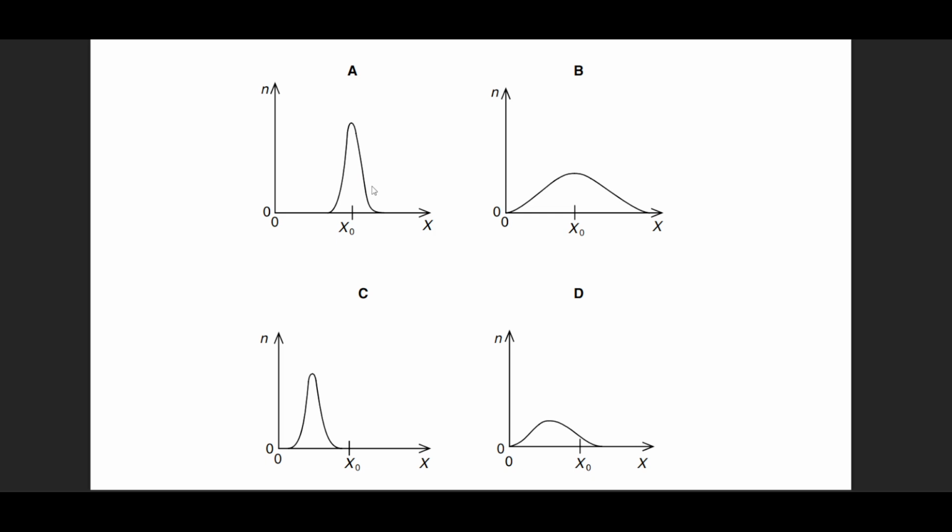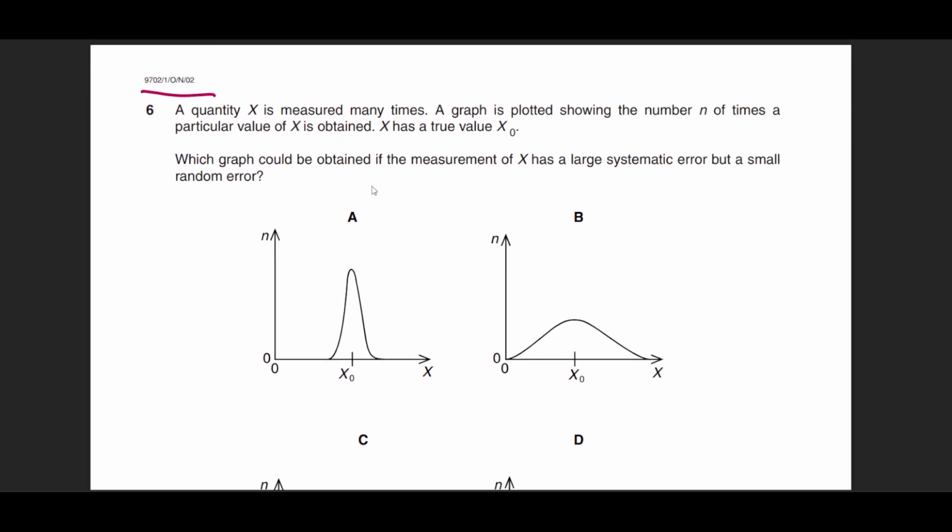It is exactly the same question. Now he says, which graph obtained of measurement x? Now x is the true value that you're looking for, right? This is the true value. It could be 5.0, could be anything. There is a large systematic error, but a small random error.